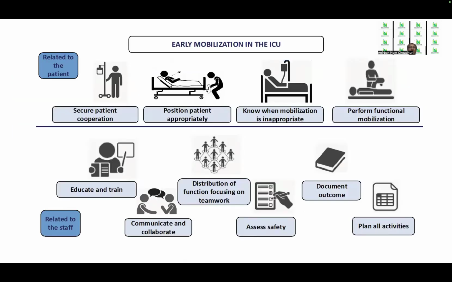So if you look into early mobilization in the ICU, you have to secure patient cooperation, and this is totally related to the patient. Position the patient appropriately, know when mobilization is inappropriate, and perform functional mobilization. When it relates to the staff, we have to educate and treat them, communicate and collaborate, distribute functions focusing on teamwork, assess safety, document outcomes, and all other activities that come under planning. So thank you very much.